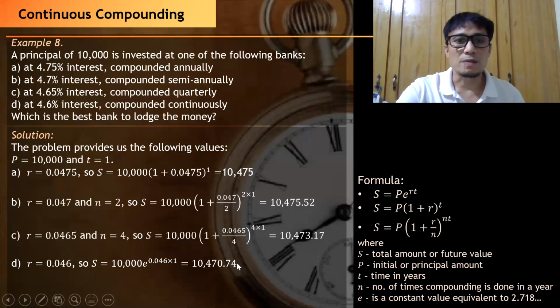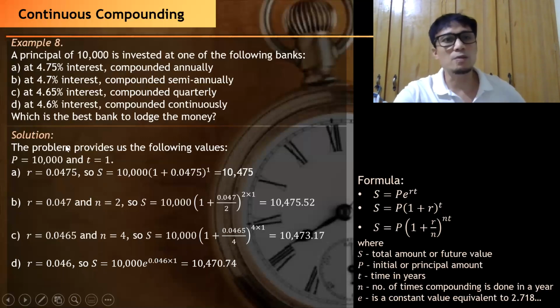So what is the answer to this question? Which is the bank that pays more in your investment? Obviously, we have the second bank, because the second bank pays an interest rate of 4.7% compounded semi-annually. So you have 10,475.52, and that is the bank that pays more. So that's it.